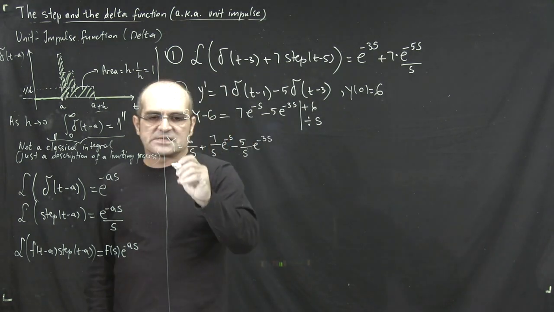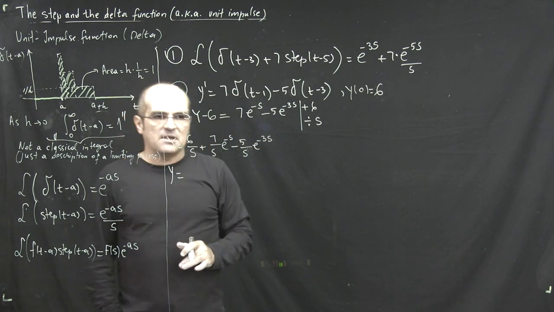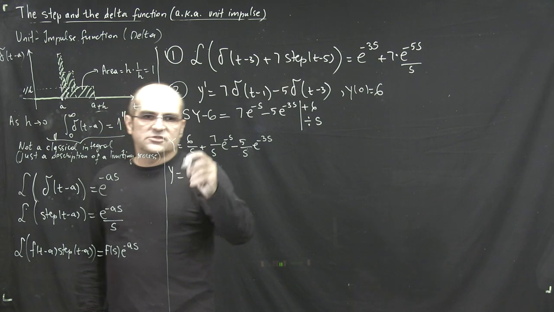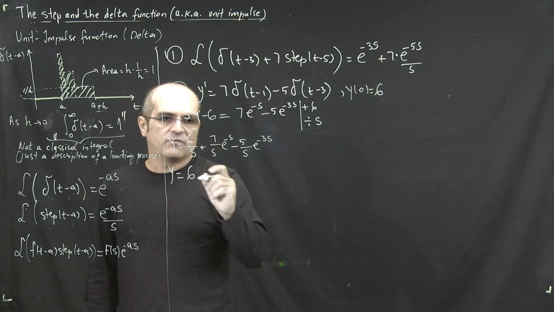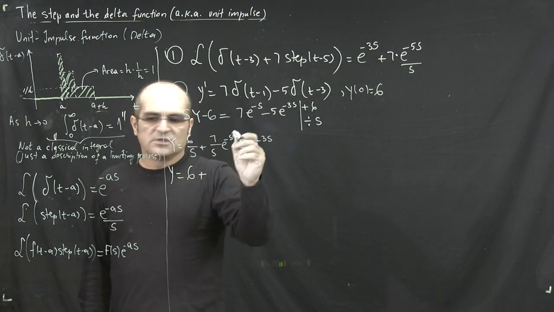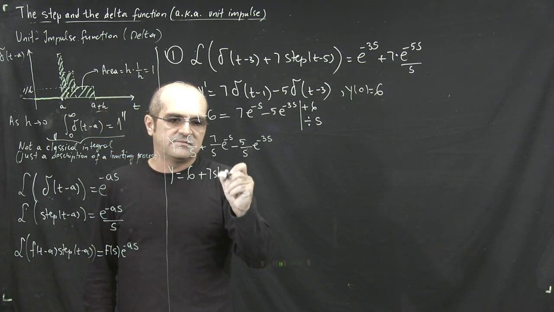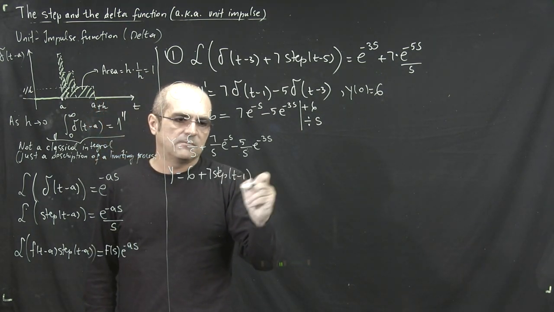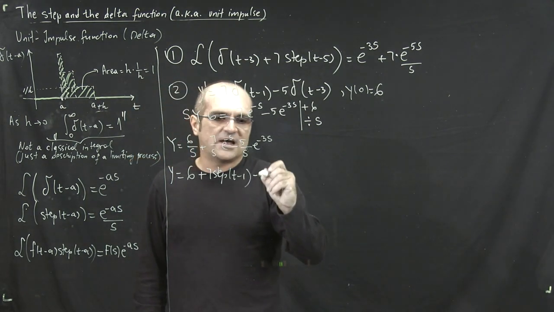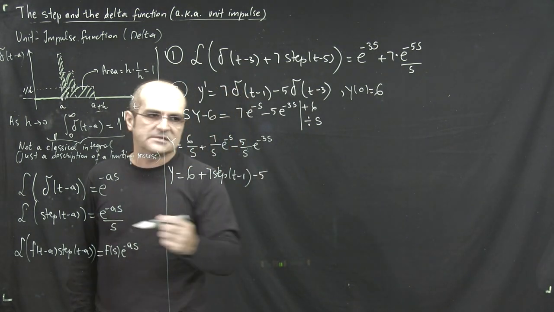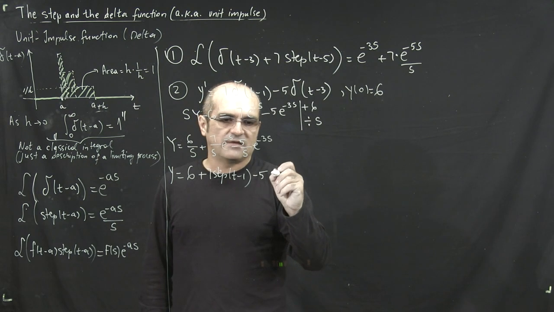So when you take the inverse Laplace, that's just an application of the table. This goes into 6 times the inverse of 1 over s. e to the minus s over s goes into the step function, so that's 7 step of t minus 1, and then minus 5 e to the minus 3s over s gives step of t minus 3.